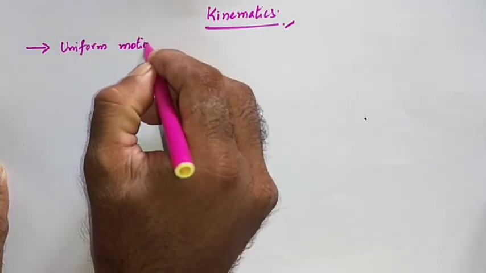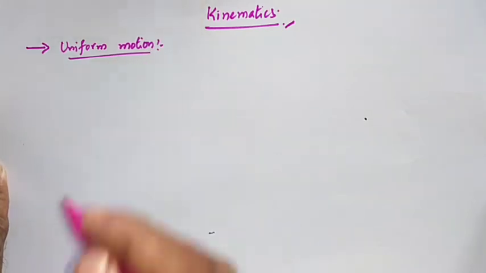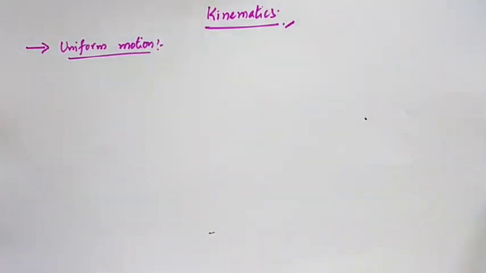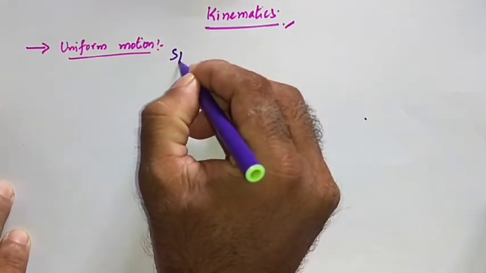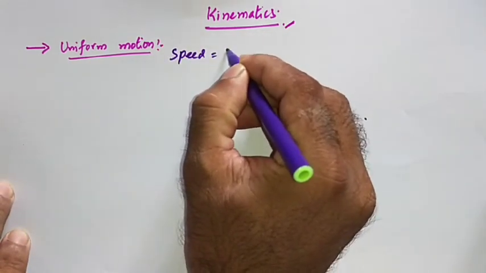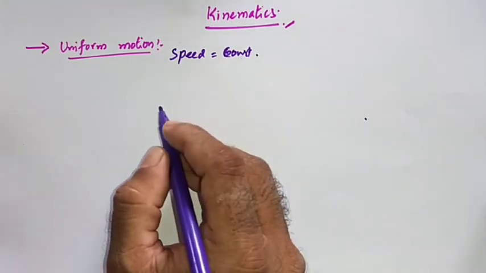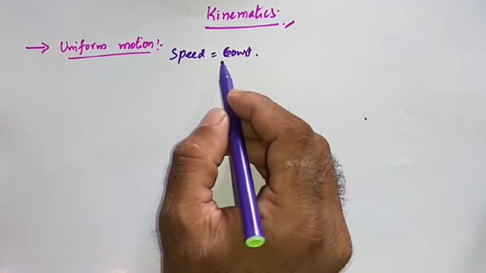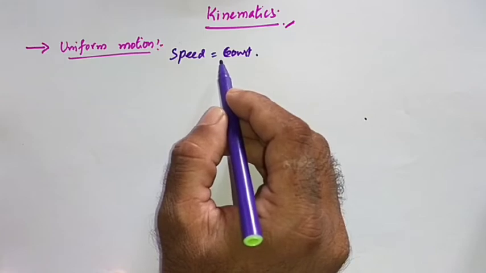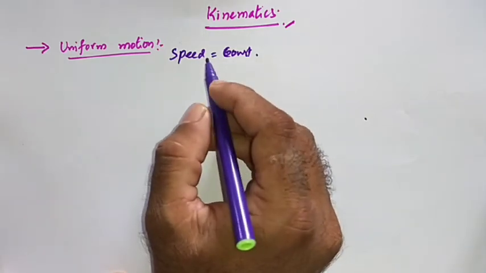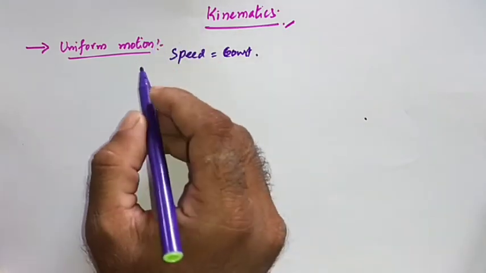We already discussed this. What is meant by uniform motion? If the speed of the body is constant, then that motion we call uniform motion. Or if it covers equal distance in equal intervals of time, that is uniform motion.